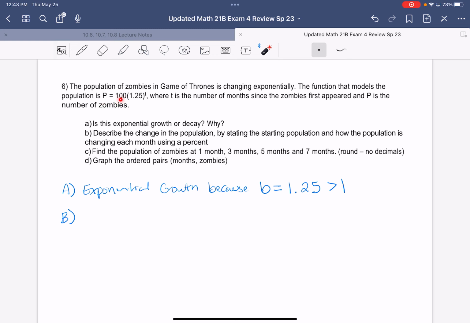Remember, the number in the front is always the initial value. It's always the starting value. So the initial zombie population was 100 zombies.